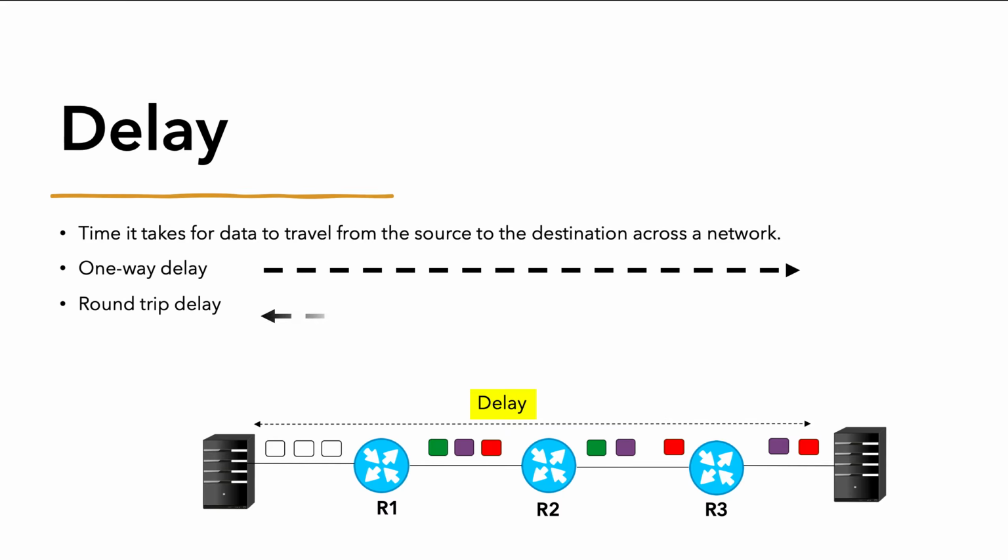Then round trip delay measures the total time it takes for a packet of data to travel from the source to the destination and back to the source.